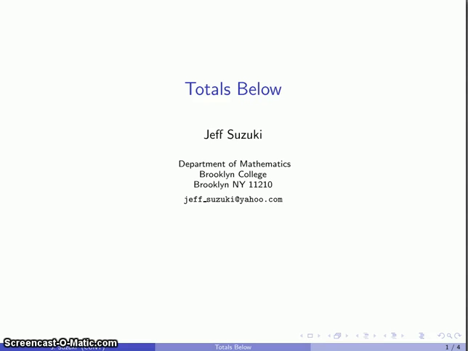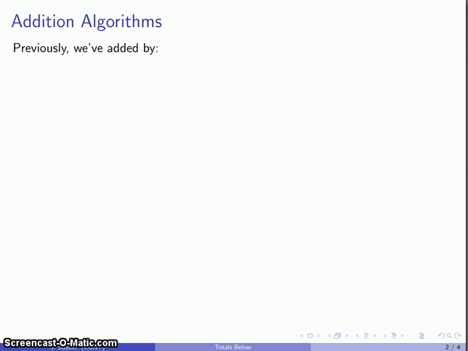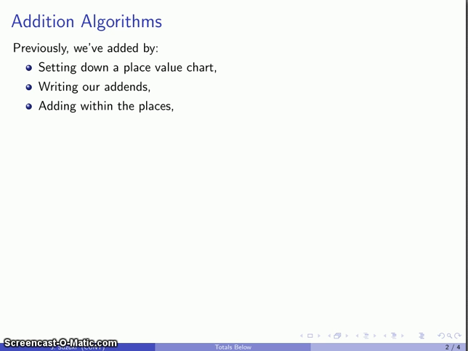Let's take a look at something that looks familiar, the standard addition algorithm, although we'll bring a minor change on it to produce what's called the totals below method. So all of our previous addition algorithms are based on the following. We've added by setting down a place value chart, writing our addends, adding within the places, bundle, trade, and combine to give our final form of the answer. And then we've written down our answer as our last step.